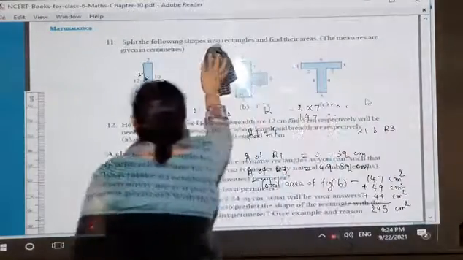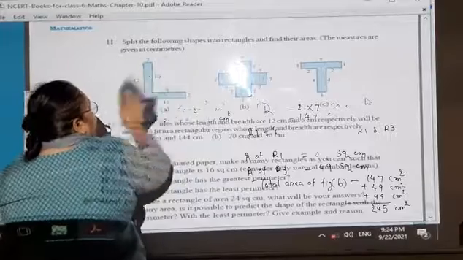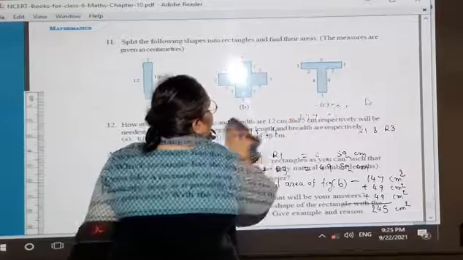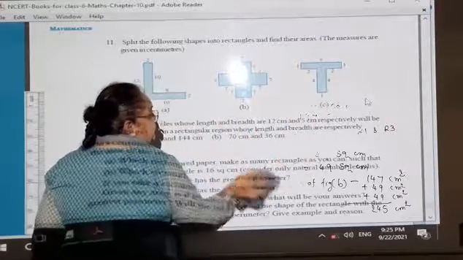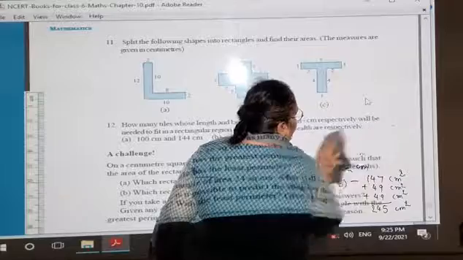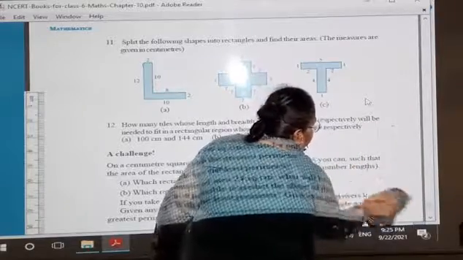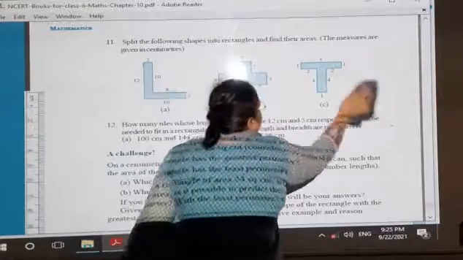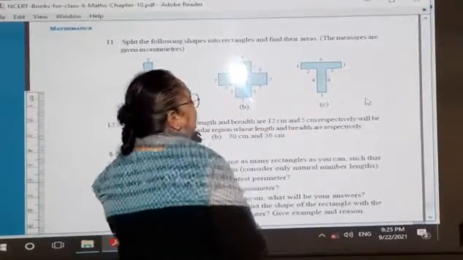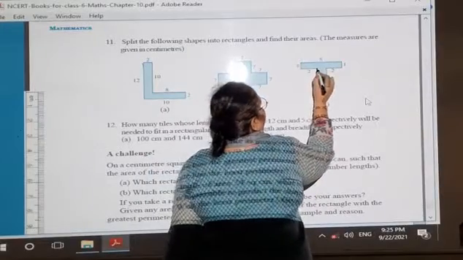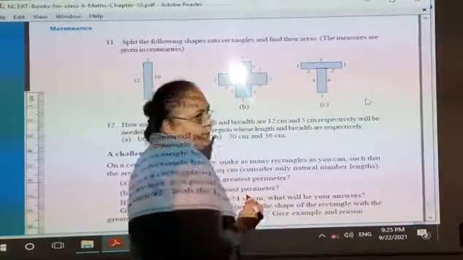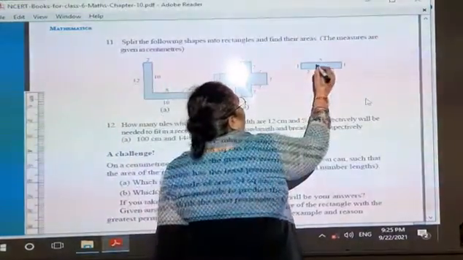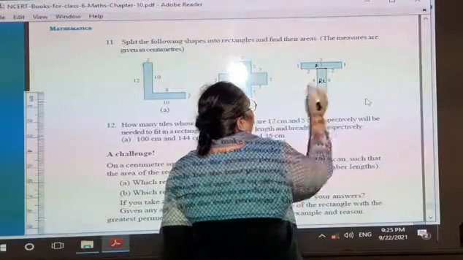It is easy. Figure number C is also very easy. Here it was L in figure A, and here it is T in figure number C. So T means what? In T also there are two possibilities. But to make it easy, what to do? Here also you still have to join these lines. So you will get two rectangles. This one is rectangle 1 and this one is rectangle 2.